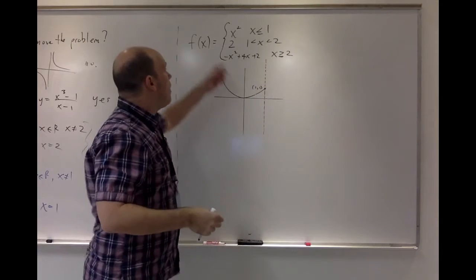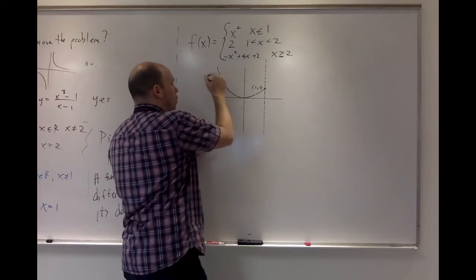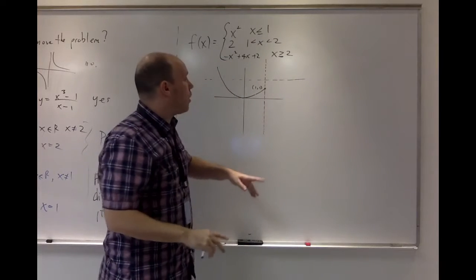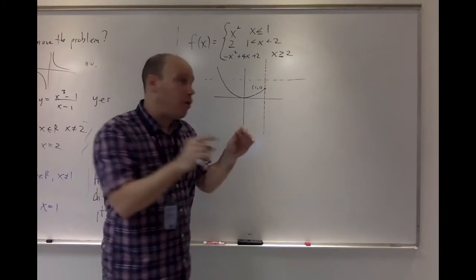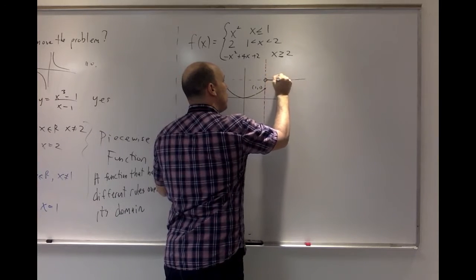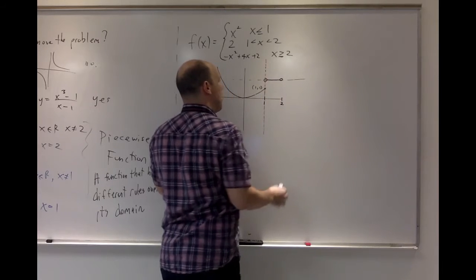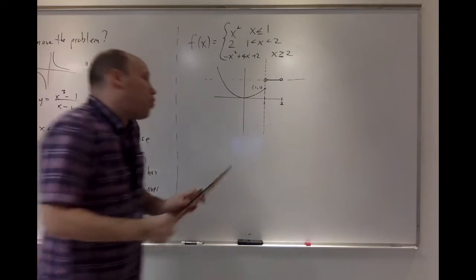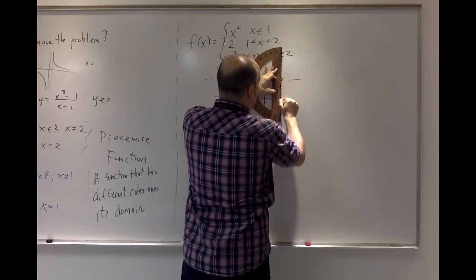Okay, next. The next rule says the function is equal to 2 between 1 and 2. Well, I know that's a horizontal line. But I only want to start my horizontal line at 1 and end it at 2. In addition, I'm not including 1 and 2, so I'm just going to have an open circle up here and draw it over to my other open circle at 2. And that's the next fence. Maybe I'll draw another fence if I feel like it. Once again, it's not an asymptote. I'm just separating the regions off.